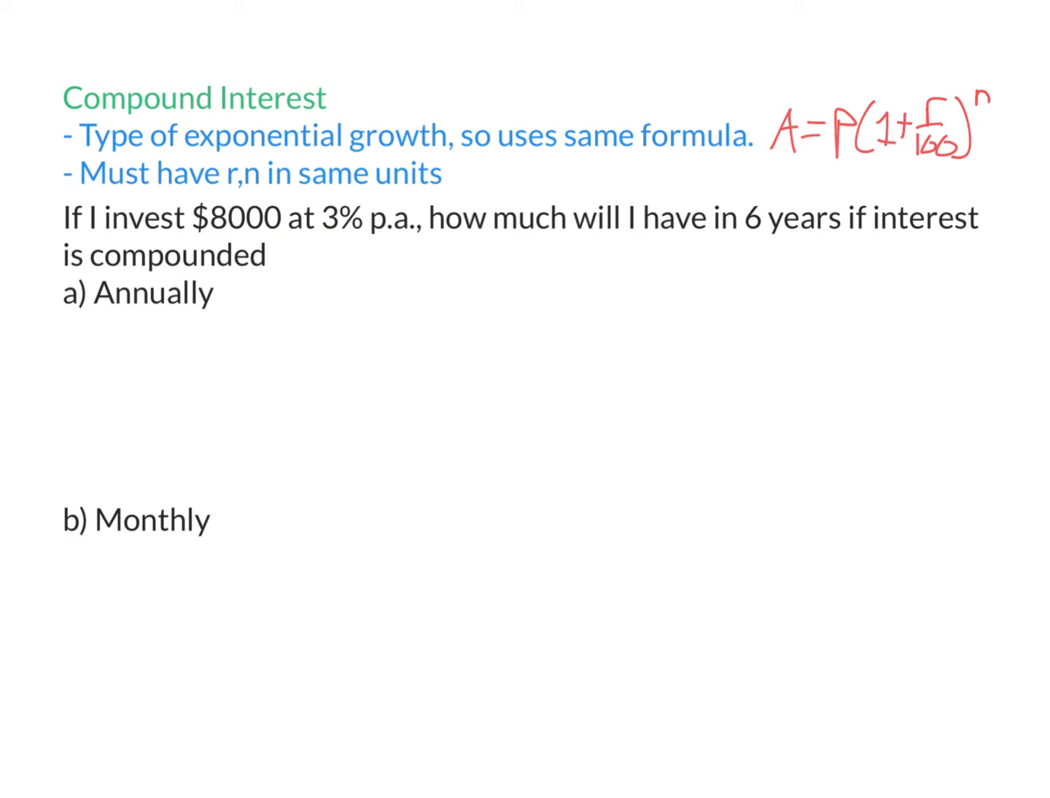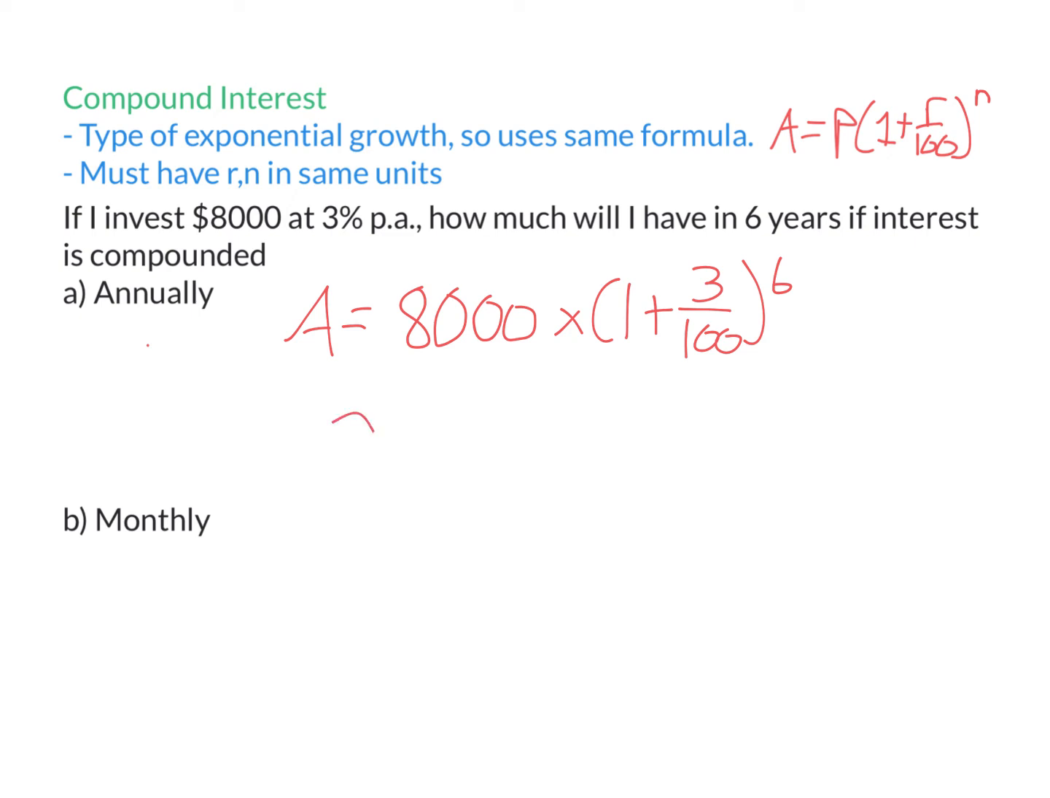So let's try a compound interest question. I invest 8,000 at 3% per annum. How much will I have in 6 years if interest is compounded annually? So this is straightforward. The amount you will have is just P, which is principal, the original amount, times 1 plus r over 100 to the power of 6. You can put that straight in your calculator, and to the nearest dollar you get about 9,552.